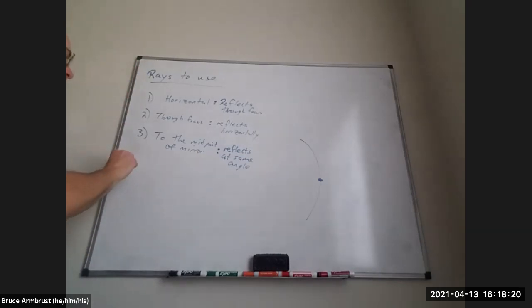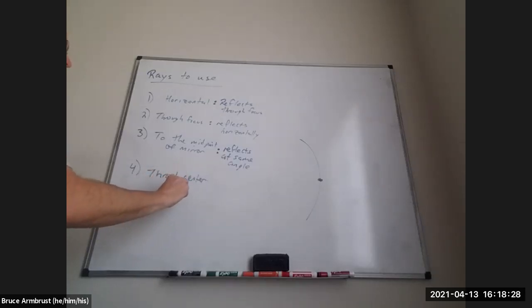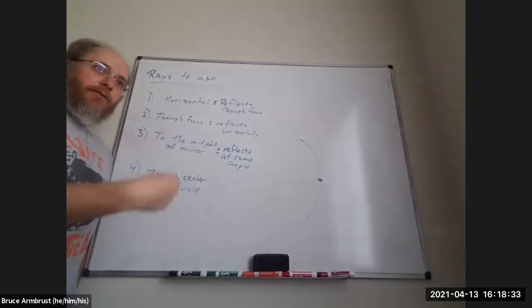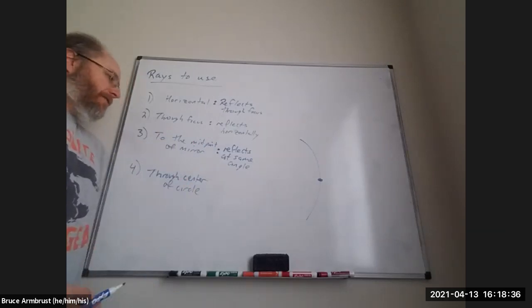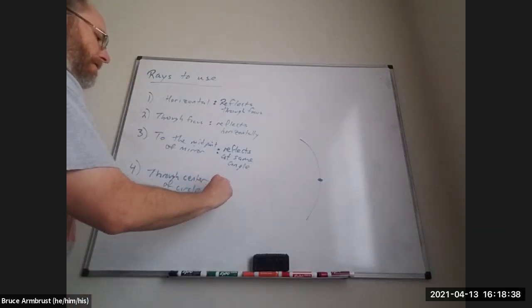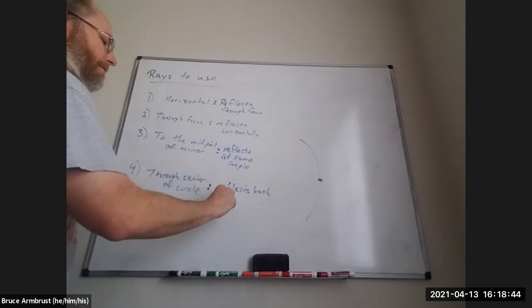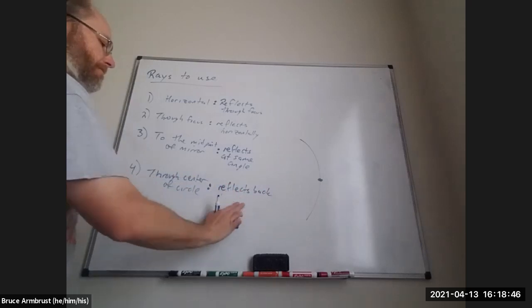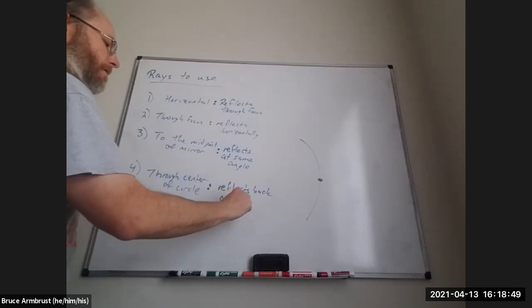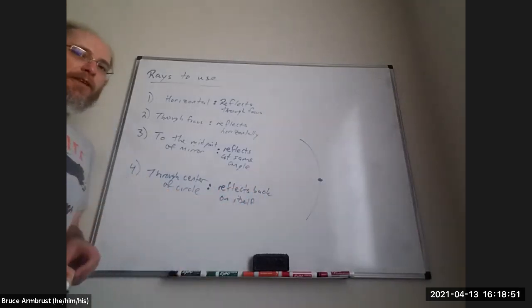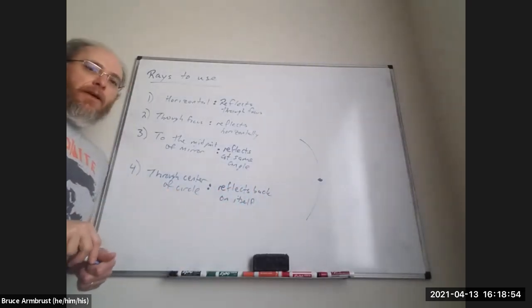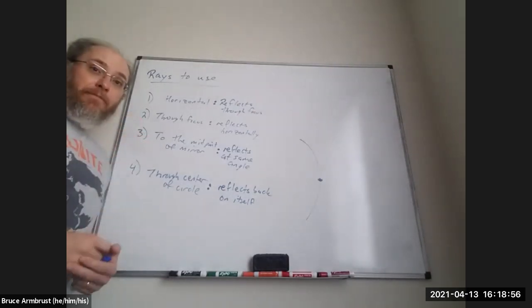And then the fourth good one is the one that goes through the center. If we're talking about a curved mirror that's circular, if you go through the center of that circle, this one just reflects back on itself. So those are 4 really good rays. They're super easy to follow. And basically you only need 2 of them.